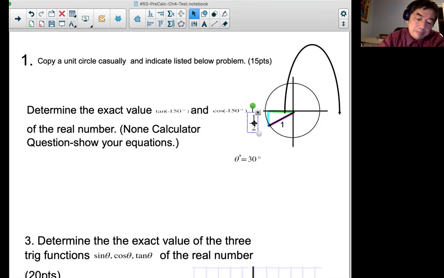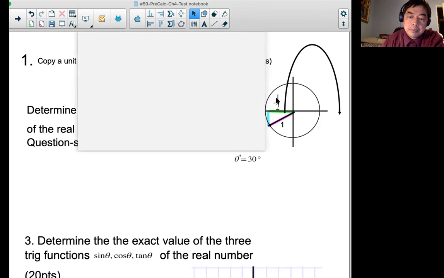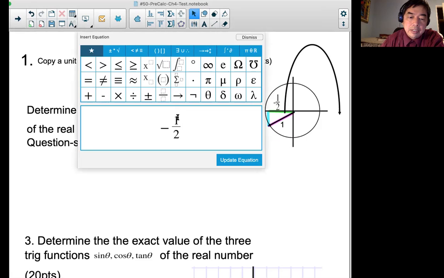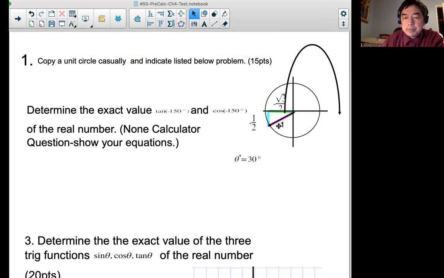So square root 3 also becomes half. And it goes in the negative direction as well, so this one is negative square root 3 over 2. Now the first one they're asking is tangent, which is opposite over adjacent.